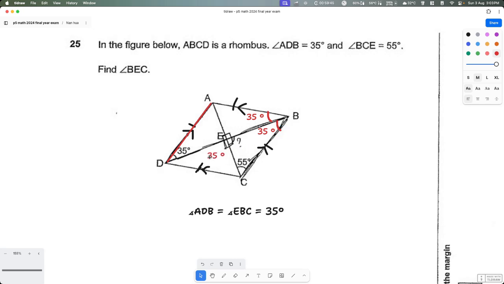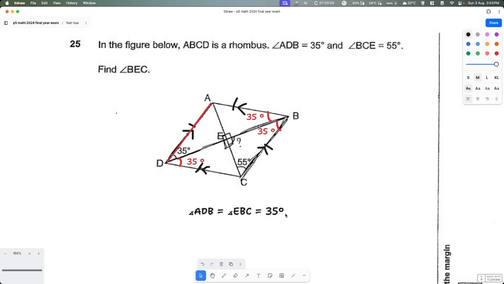That's a property of a rhombus: all the opposite sides are the same. So they are isosceles triangles in this case. And then from here, I think you can get it.